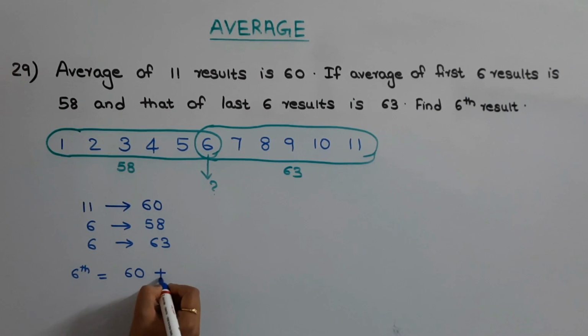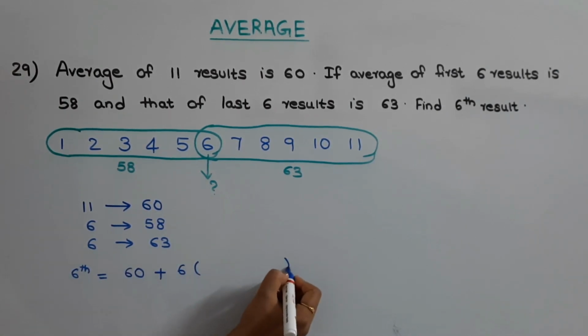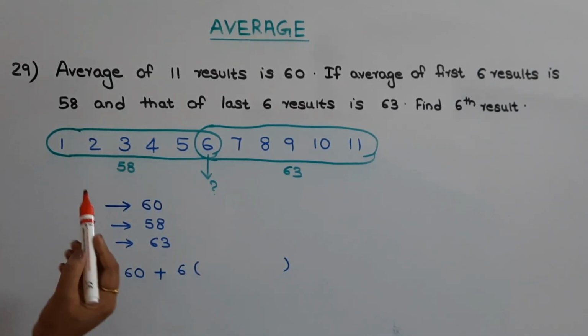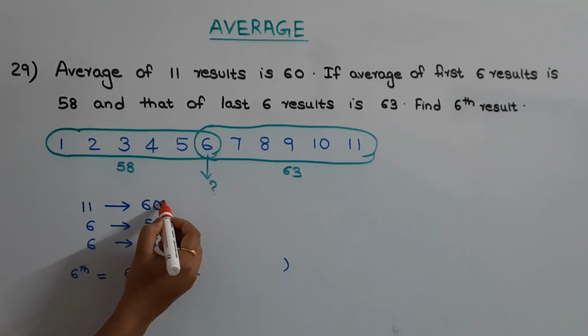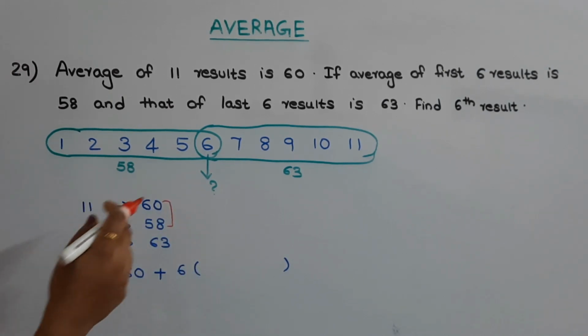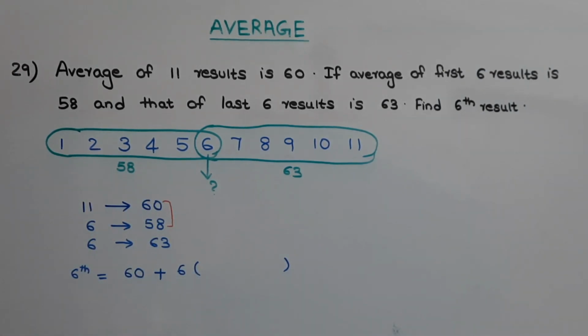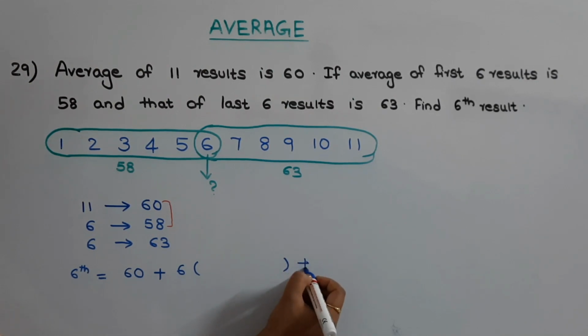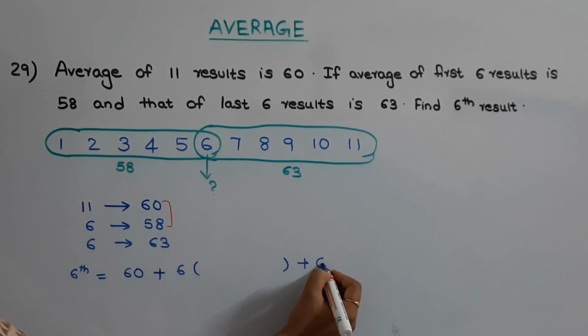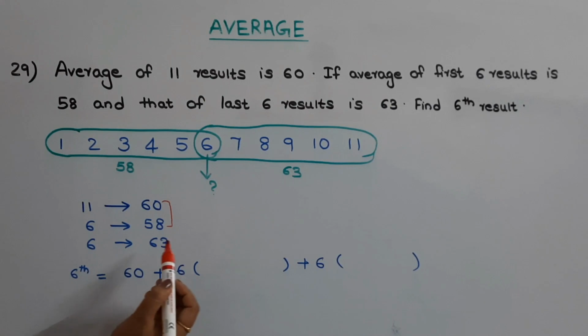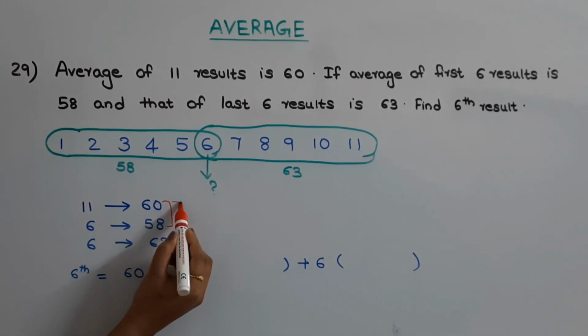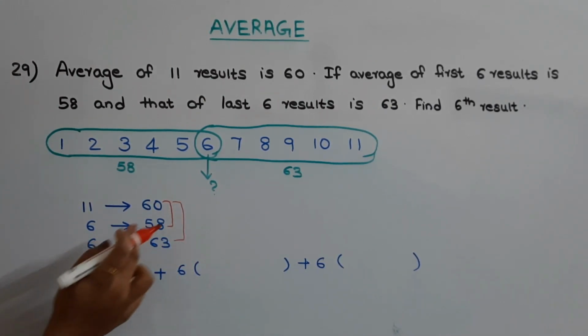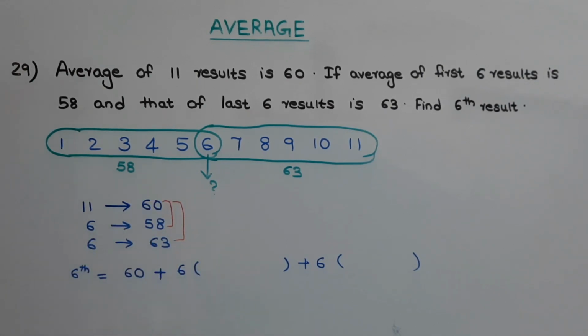Then plus, multiply this 6 by the difference between these two averages. Then plus, multiply this 6 by the difference between these two averages.